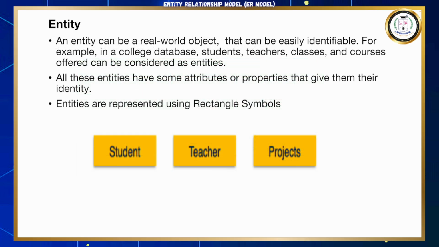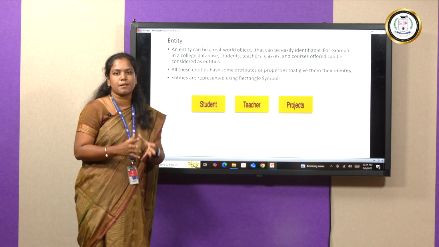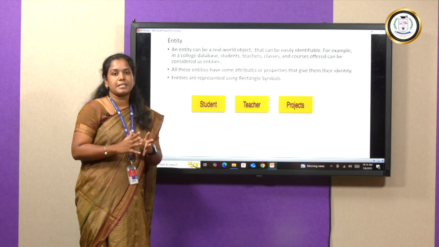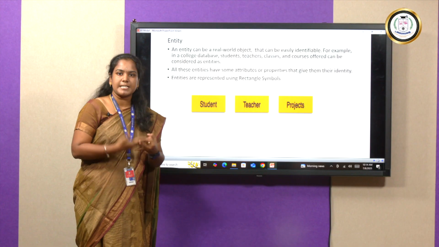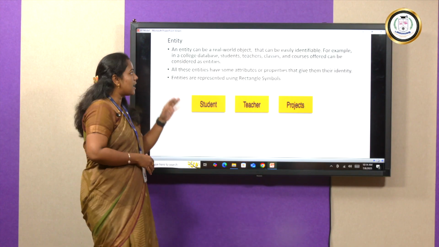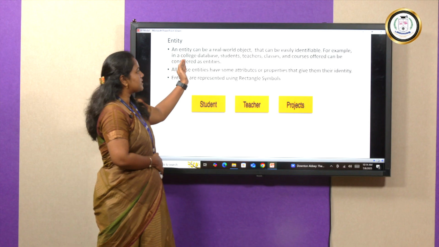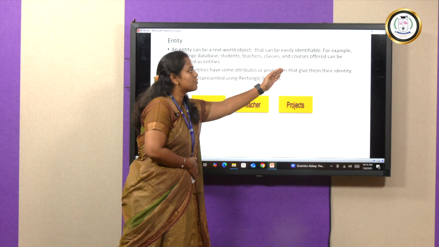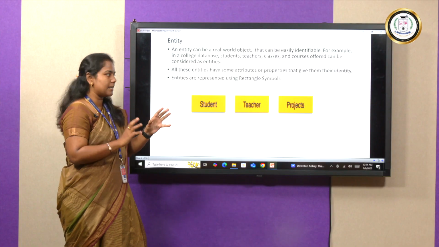First one, entity. Entity is nothing but a real world object. If we take a college database and want to store data about a college, the various entities which we are going to use are, for example, staff details, teaching staff, non-teaching staff, student database. These are all the entities. A real world object or a concept based anything comes under an entity. For example, in a college database, student, teachers, classes and courses are the various entities which we are using to store data in a database.